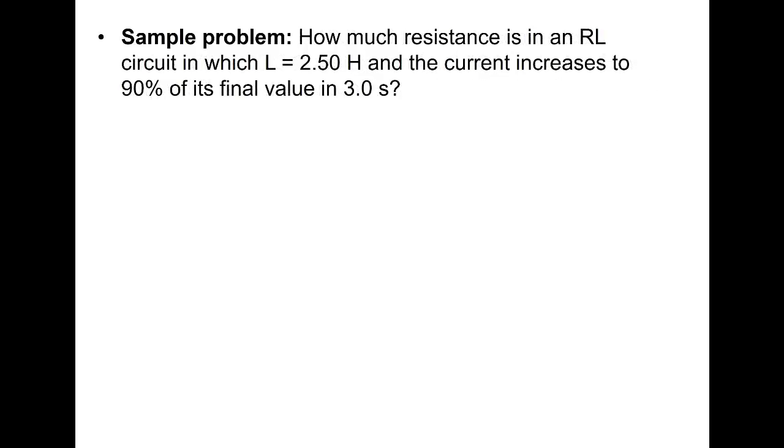Okay, let's try another one. How much resistance is in an RL circuit in which L is 2.5 henries and the current increases to 90% of its final value in 3 seconds? So we'll just set this up. Again, we have I is equal to I max times 1 minus e to the minus R over L times t. We can write it out this time.